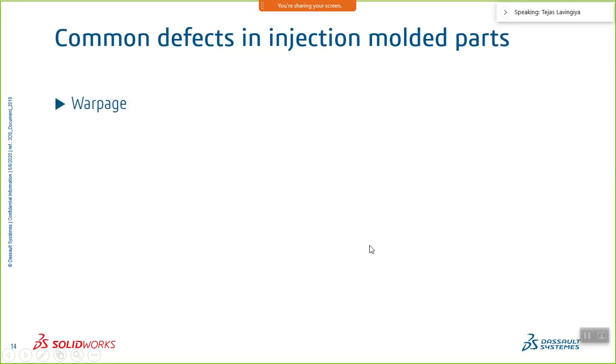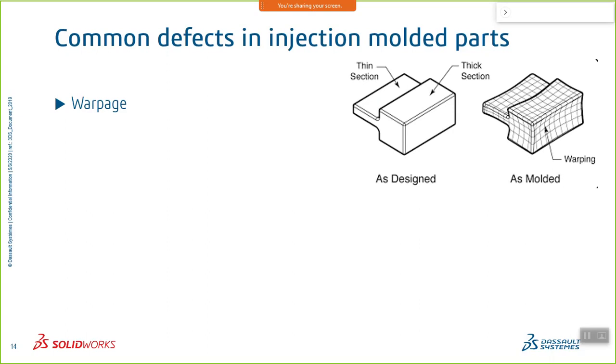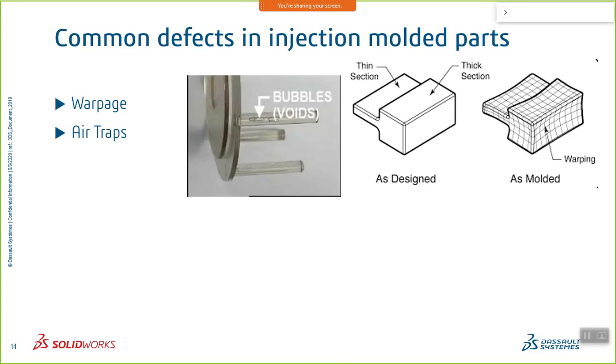Now let me come to the thing we are actually waiting for: what are the common defects in injection molded parts? Why do we have to depend on software, right? To have our designs perfect. There are various defects, warpage is there, then there are air traps. These are some of the common defects I have listed down.